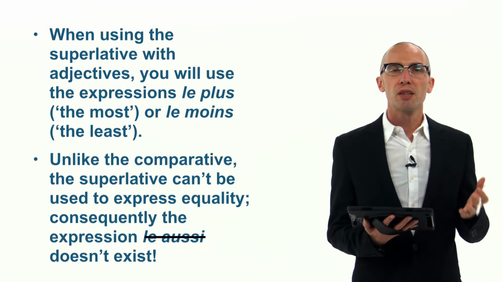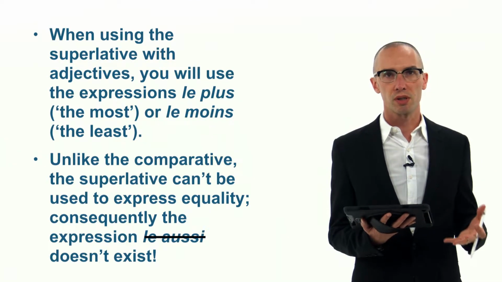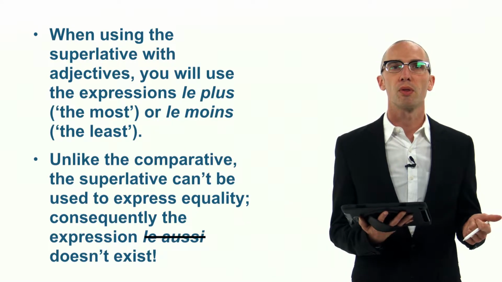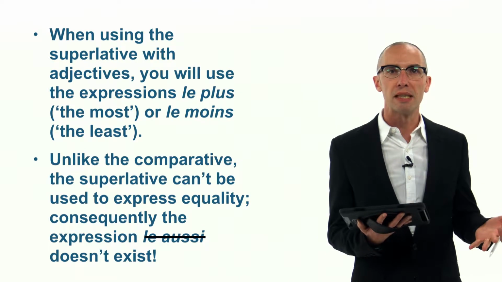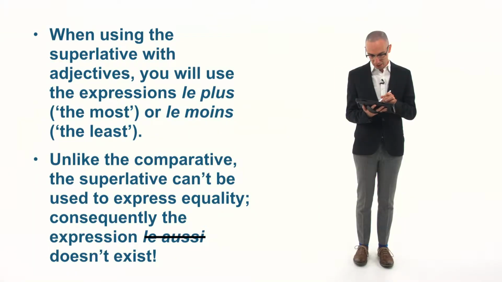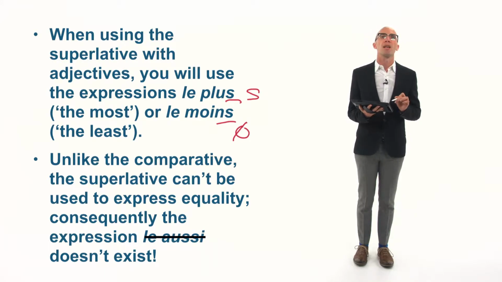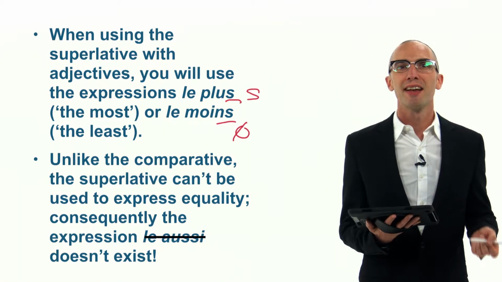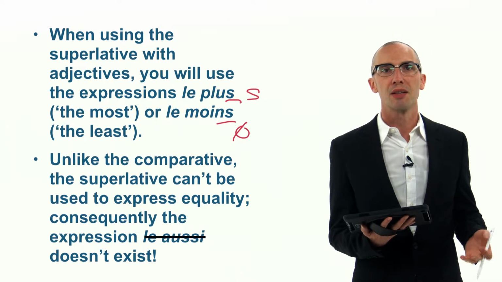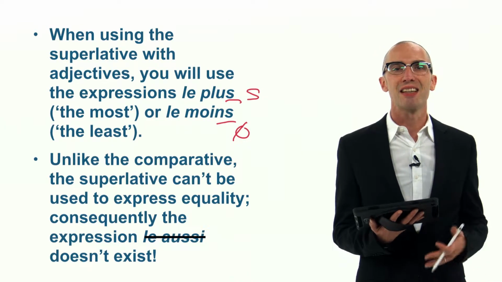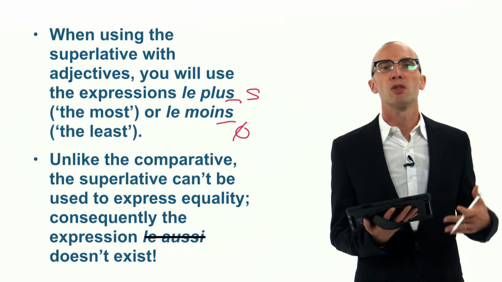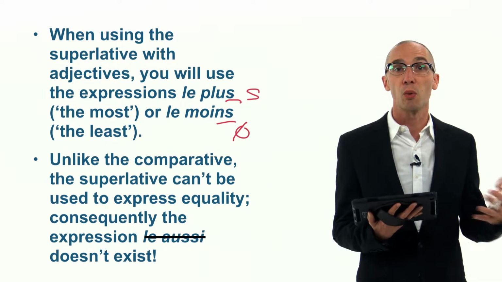So, when using the superlative with adjectives, which is what interests us in this lesson, you will use the expressions le plus, the most, or le moins, the least. And here again, remember, you would say le plus, le moins. But be careful, unlike the comparative, the superlative, by definition, can't be used to express equality. Okay? So the expression le aussi does not exist. Okay? You will use the superlative either for superiority or inferiority, but never for equality.